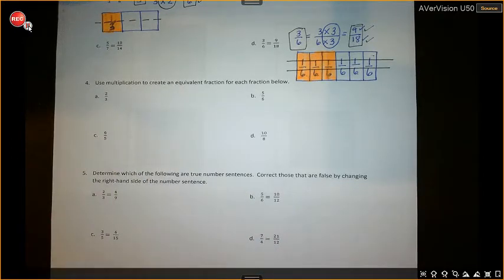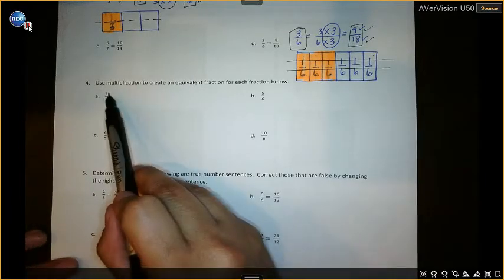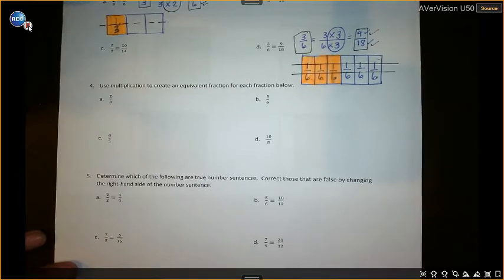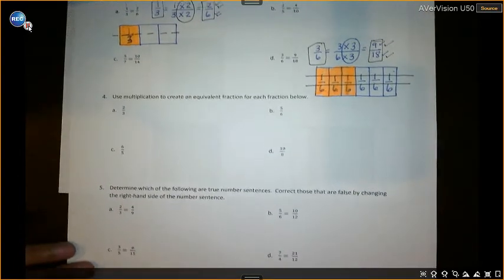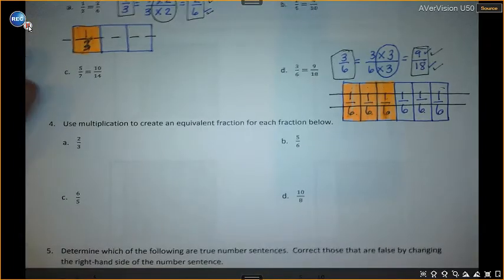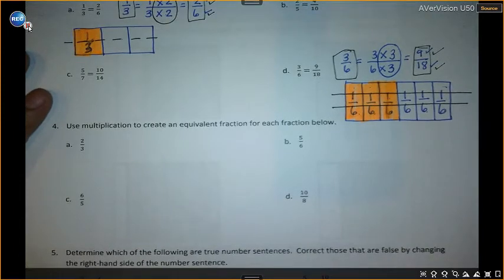It says use multiplication to create an equivalent fraction for each fraction below. So think back, stretch your thinking to the beginning of the lesson. I've been talking about how you can multiply the numerator and the denominator by the same number to generate an equivalent fraction. So that's what this part is asking you to do. And you can use any number you want. Okay, so I want to choose any number. Let's see, I want to choose 5.